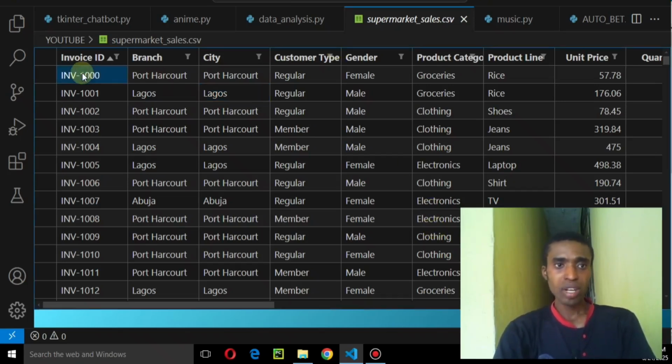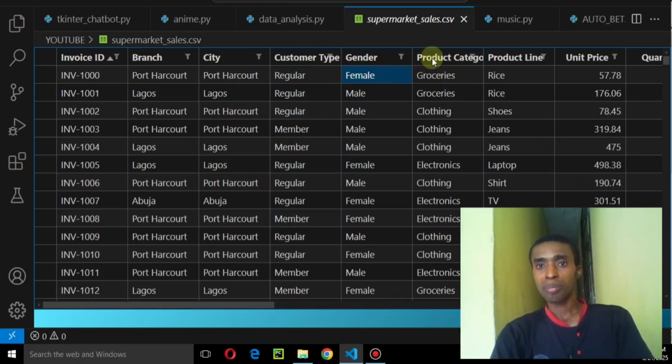So the invoice ID: you get an invoice when you buy something. Then the branch. Let's assume the branch is in Port Harcourt, and the city is Port Harcourt. This should actually be Rivers State, Port Harcourt, but let's leave it like this. Then the customer type, a regular type or a member, the only two types. And then gender: let's say female, and in my case I'm male.